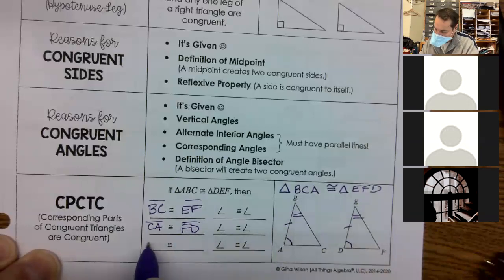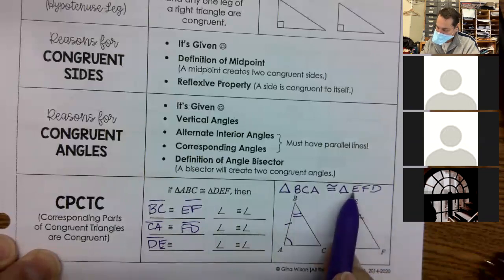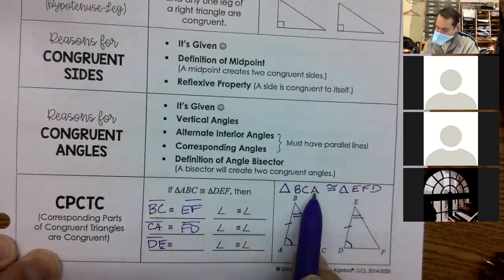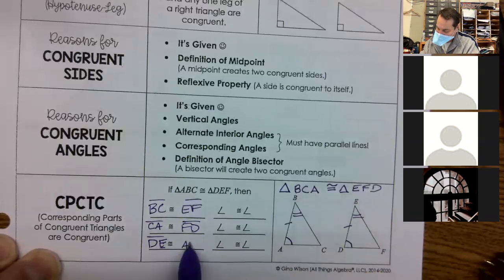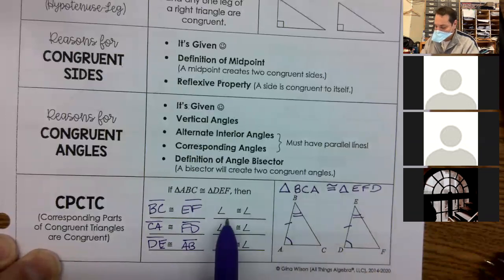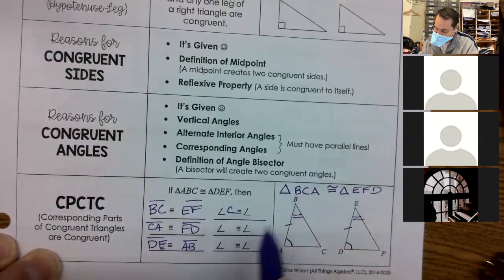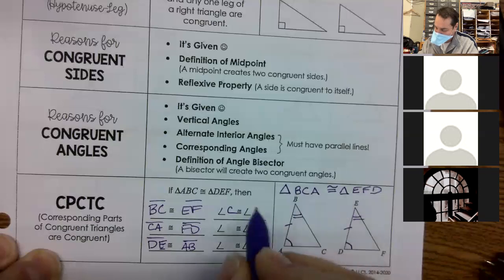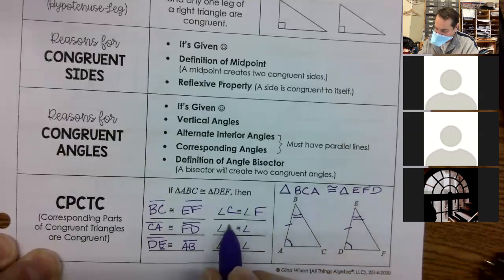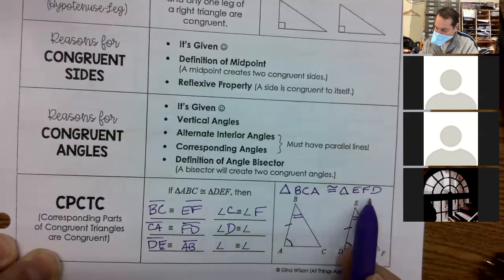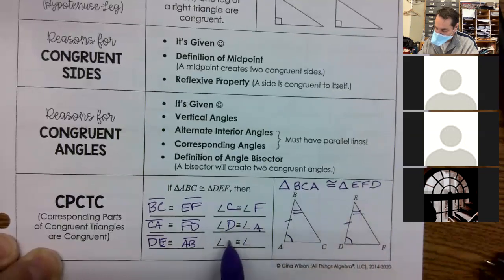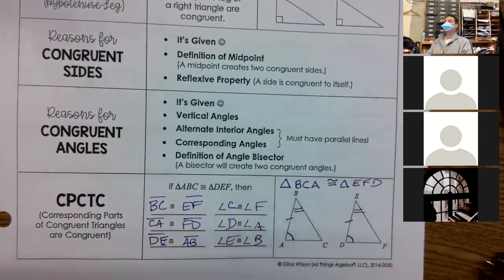What if I said I wanted to see what DE is congruent to? Good, AB. And I can do it with just angles too. What if I said I want to see what angle C is congruent to? Good. And angle D is congruent to angle, yep. And angle E is congruent to B.